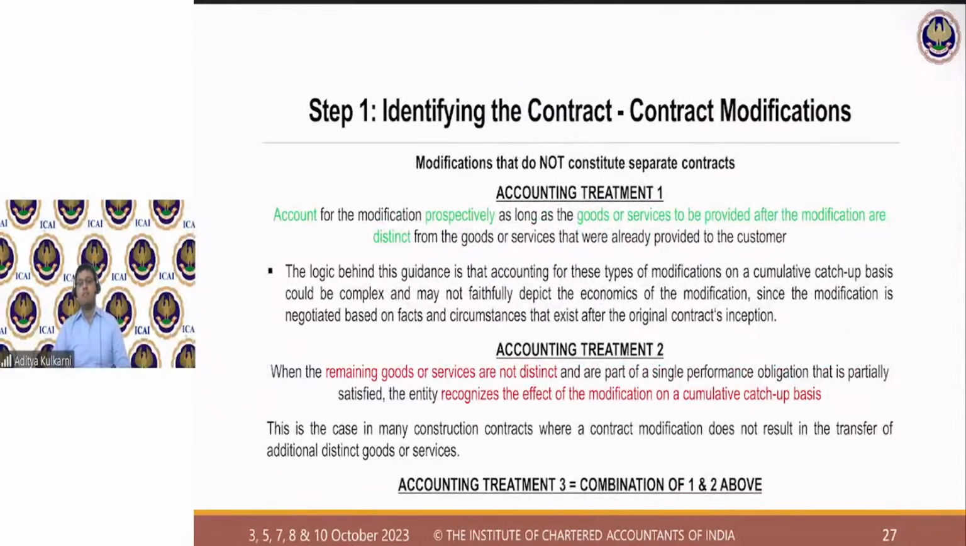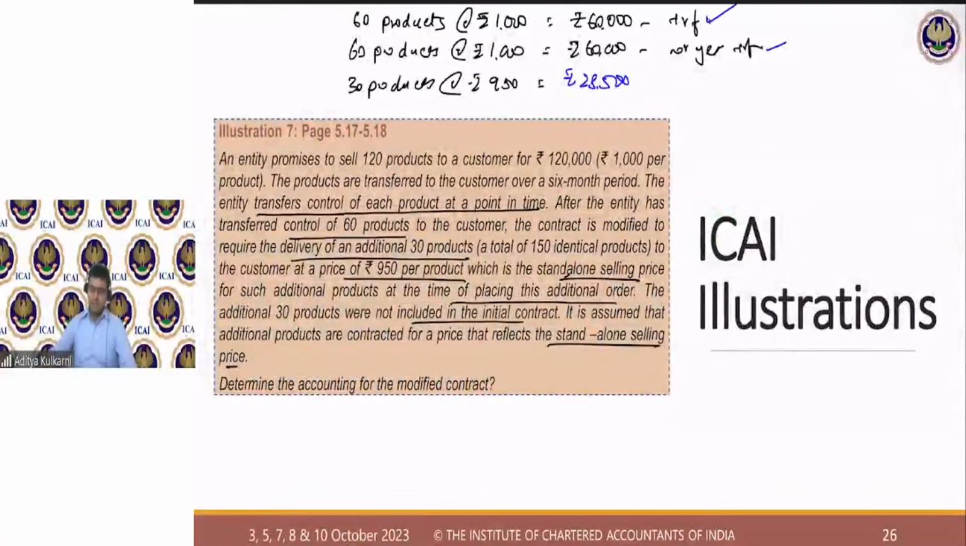So that takes care of modifications constituting a separate contract. Now the question is, suppose modifications do not constitute separate contracts, then first treatment. In the case of this type of modification, accounting treatment 1: account for the modification prospectively, henceforth, as long as goods or services to be provided after the modification are distinct from the goods or services that were already provided to the customer. Distinct. Okay, fine.